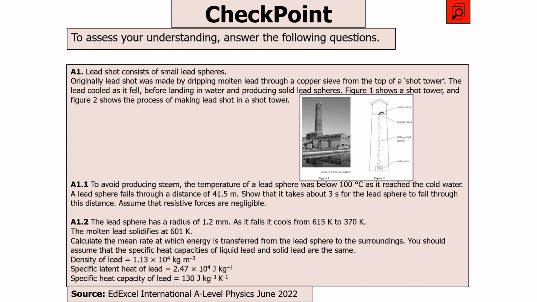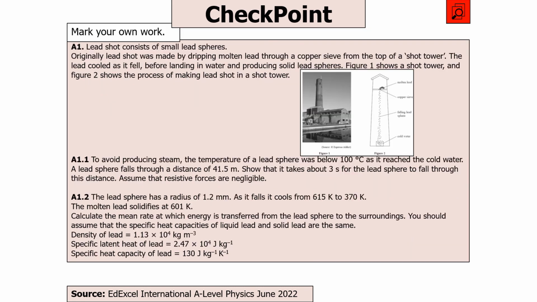The lead sphere has a radius of 1.2 millimeters. As it falls, it cools from 615 to 370 kelvin. The molten lead solidifies at 601 kelvin. Calculate the mean rate at which energy is transferred from the lead sphere to the surroundings. You should assume that the specific heat capacity of liquid lead and solid lead are the same. So pause the video now, then unpause the video when you want to go through your answer.